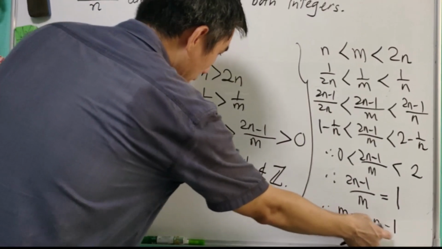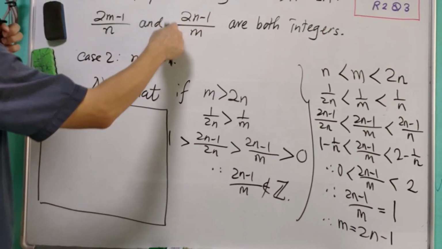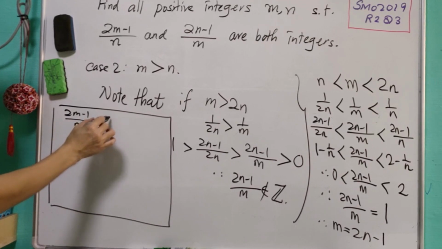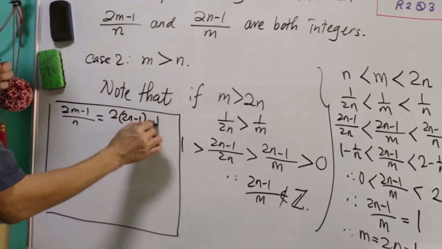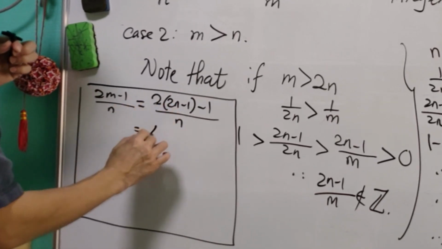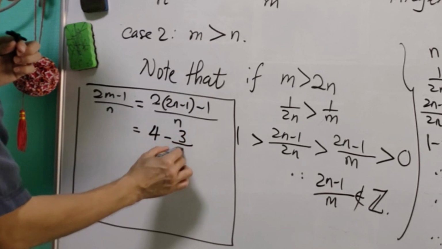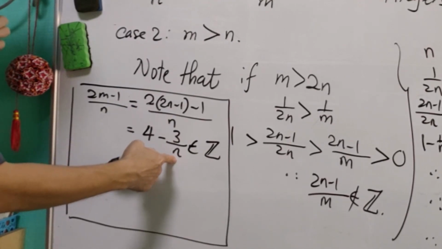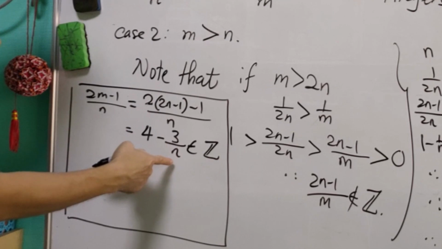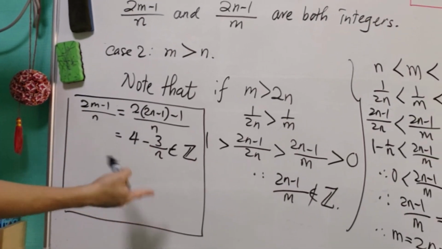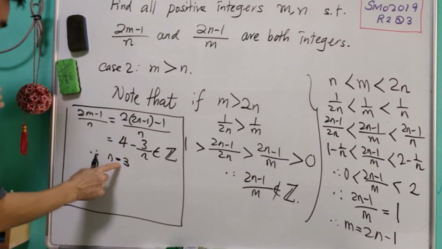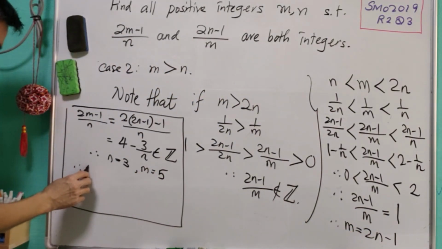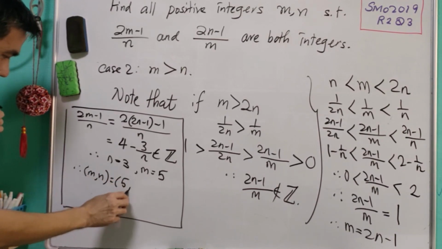Now let me continue here. If m is equal to 2n minus 1, then we know that this term will be equal to 1. However, for this term, (2m minus 1)/n will be equal to 2(2n minus 1)/n, and this is (4n minus 3)/n, so it is 4 minus 3/n. And this is an integer, and therefore n has to be equal to 1 or 3. In the previous case, we know that when n equals 1, m is equal to 1. Therefore, in this case, n has to be equal to 3. If n equals 3, then m from here will be equal to 5. And therefore, (m, n) is equal to (5, 3).